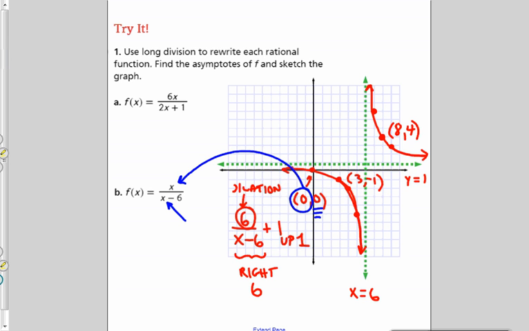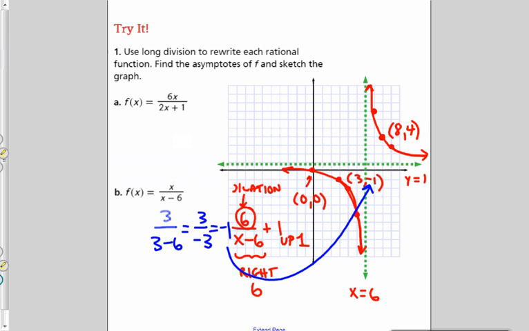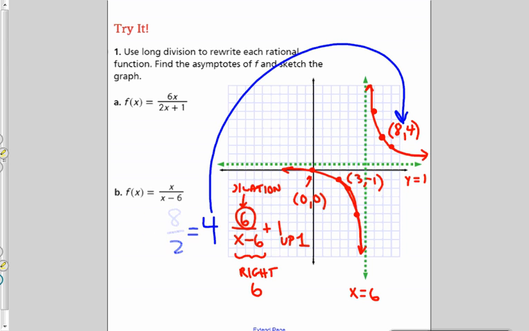Is 0 divided by 0 minus 6 equal to 0? Check. If we put a 3 in, is 3 over 3 minus 6 negative 1? Check. If you put 8 in for x, is 8 over 8 minus 6, which is 8 over 2, 4? Check. So it looks like we're getting the proper results. This looks like a good graph. You're finished.